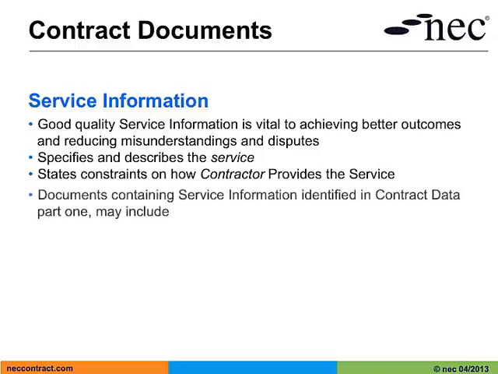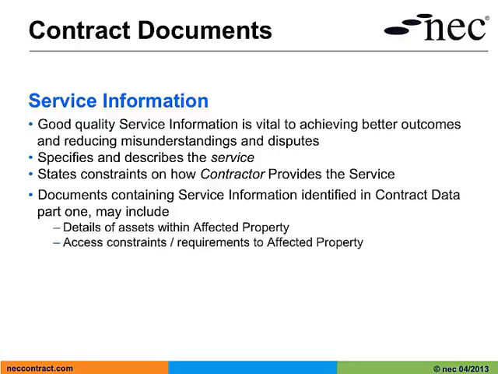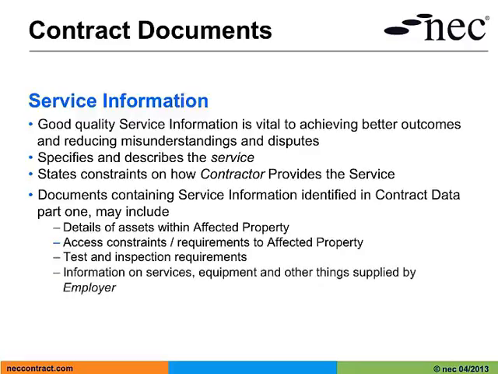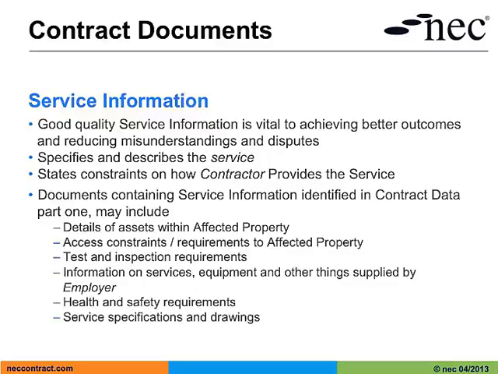The documents containing service information are identified in Contract Data Part 1, and they may include details of assets within the affected property, access constraints or requirements to the affected property, test and inspection requirements, information on services, equipment and other things supplied by the employer, health and safety requirements, service specifications and drawings.